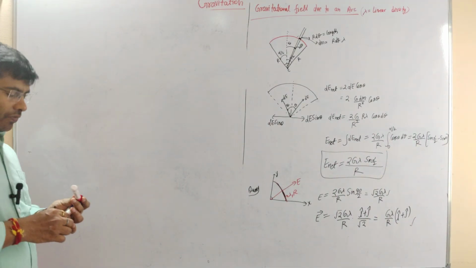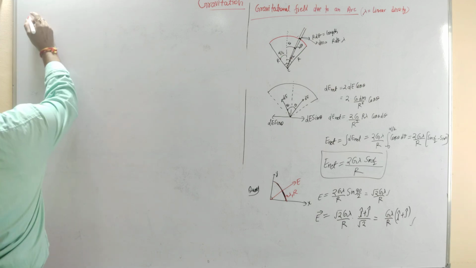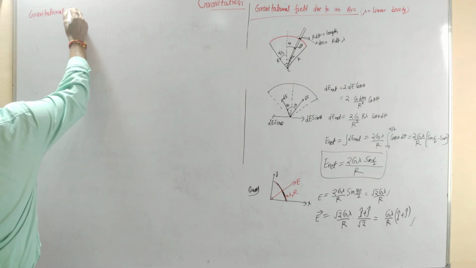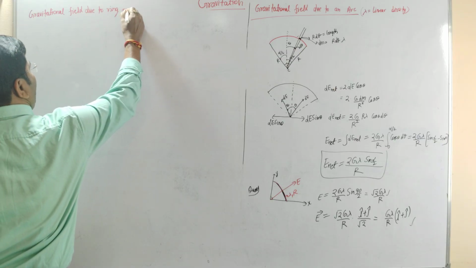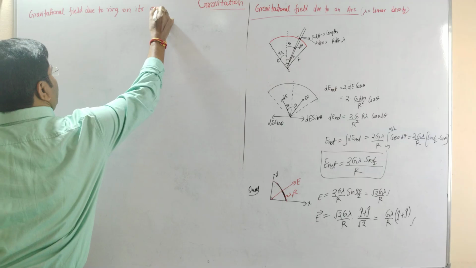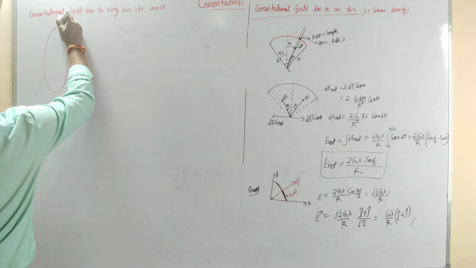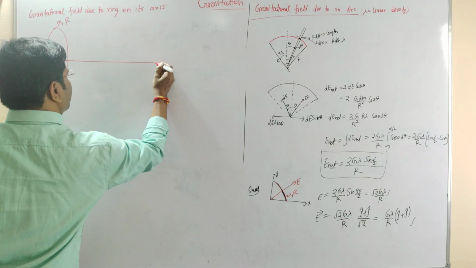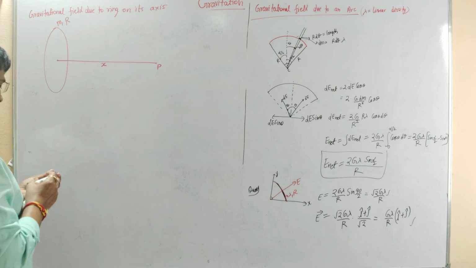Next one, gravitational field due to a ring on its axis. So this is the ring I'm taking. Let's take mass M and radius r. We have to find the field at this point. Let's take this point P, and this distance given here is x. We have to find the gravitational field at x distance on its axis.